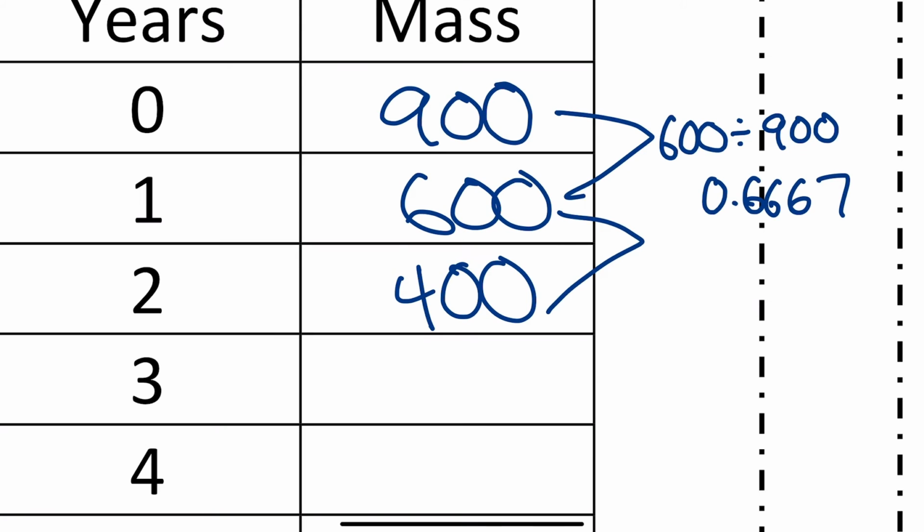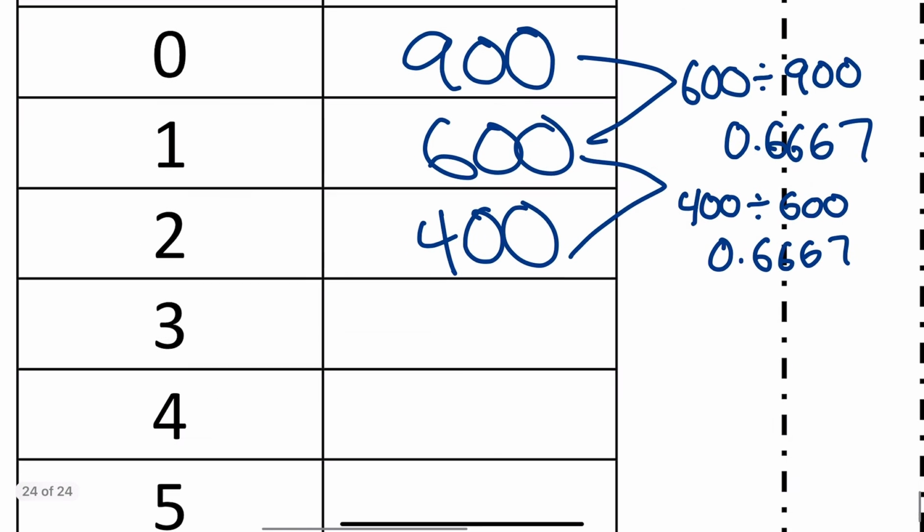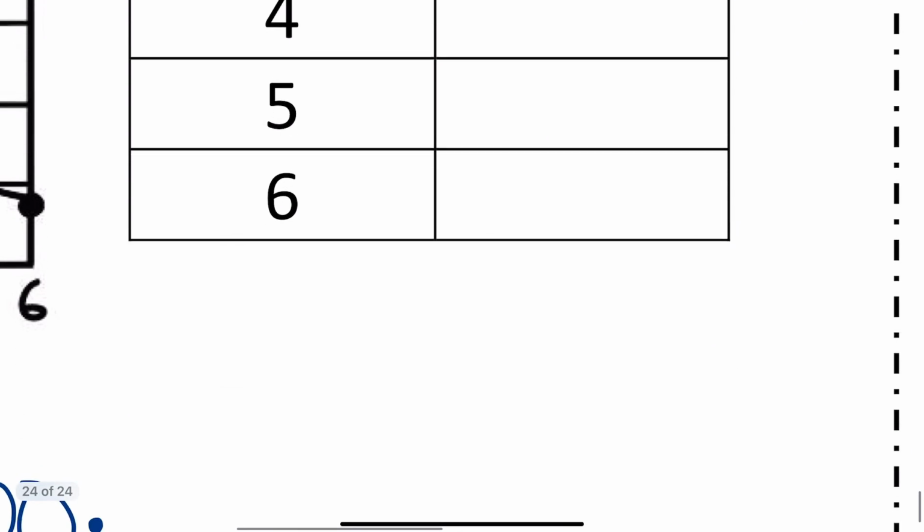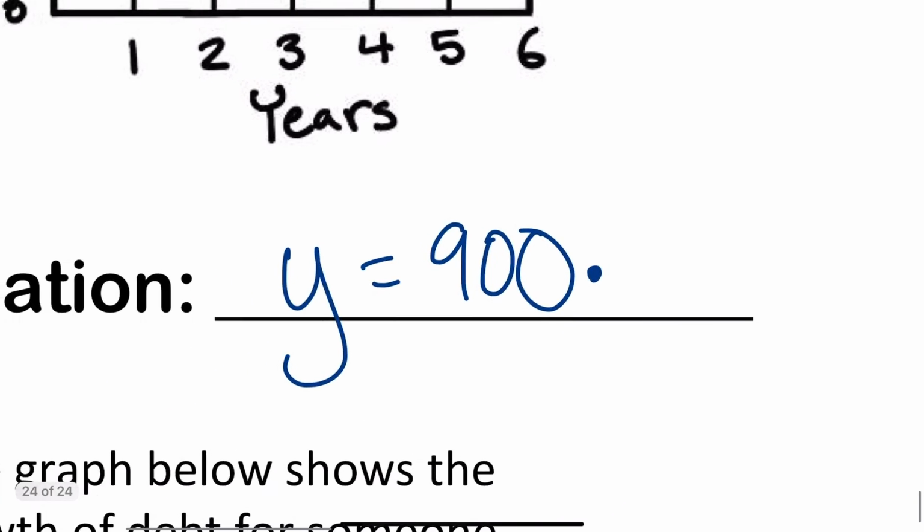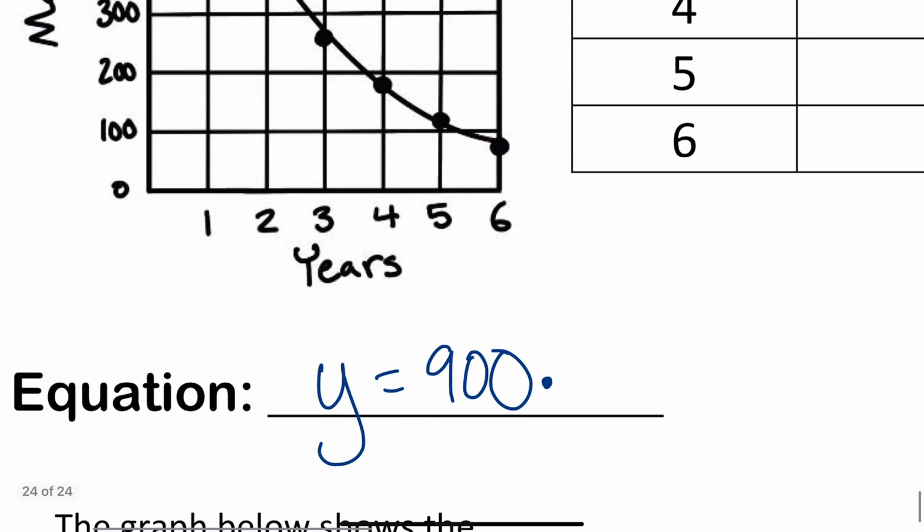Let's check the other one. We got 400 divided by 600. Calculator says that should be 0.66667 again. Okay, so our ratio is going to be 0.667. I'm going to put that in my equation here, and then I'm going to put that to the x power.